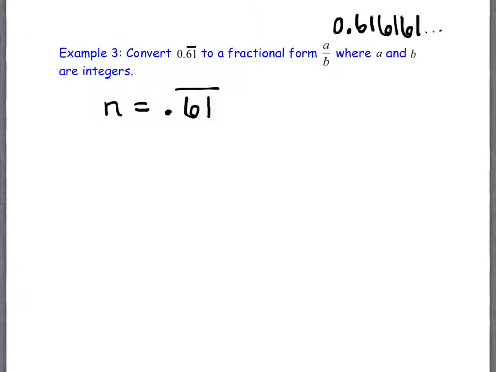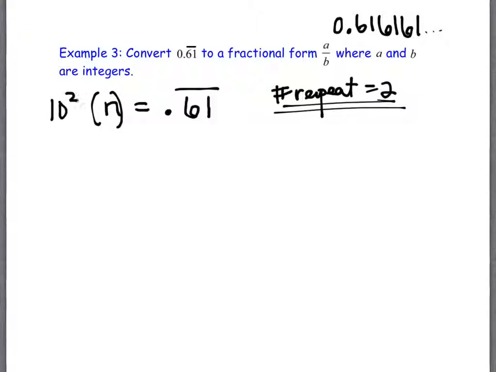The next thing you're going to do is count how many decimals repeat. So what is the number of repeating decimals here? 2. Whatever that number is, you're going to multiply by 10 to that power. So this is the power of 2, which means we're going to multiply by 10 squared, also known as the number 100. So right here, we're talking about the number 100. Now, if I multiply 0.616161 by 100, what am I going to get?